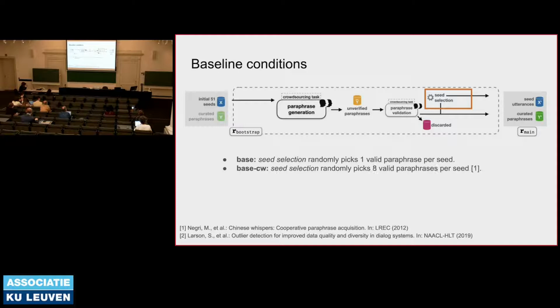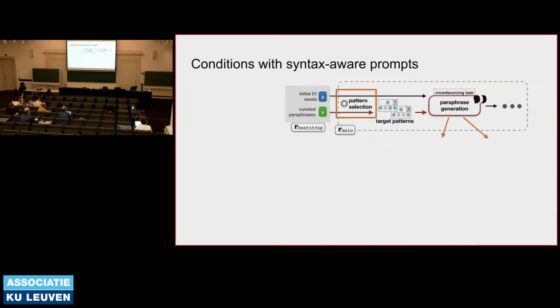The Chinese whisper baseline sets the seed selection strategy to randomly pick 8 valid paraphrases per seed, while the last baseline approach is the baseline outlier, where the seed selection step randomly picks one paraphrase per seed based on the notion of outlier. The last two experimental conditions represent our approach.